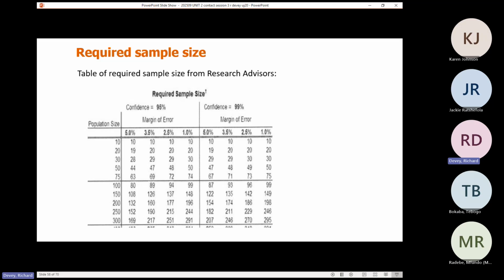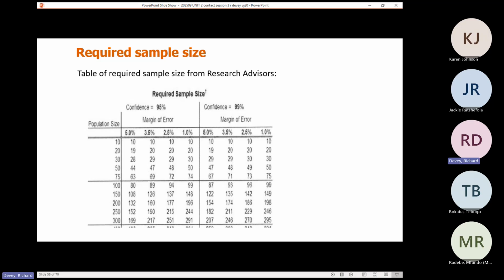And then if you're working at a 99% confidence level, your sample sizes would be larger: 87, 93, 96, and 99. Not much larger, but you'd need a better representation if you want to argue that your sample has a stronger level of confidence. So this is a table that you can also use for working out, based on the population size, what kind of sample size you would need.